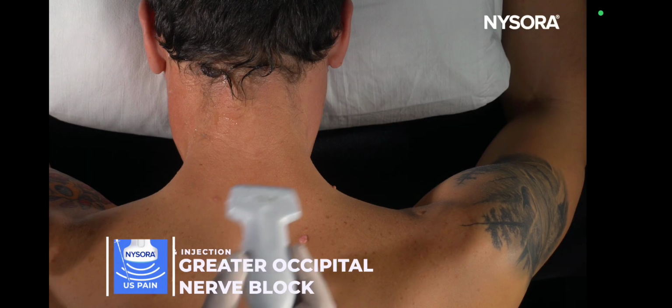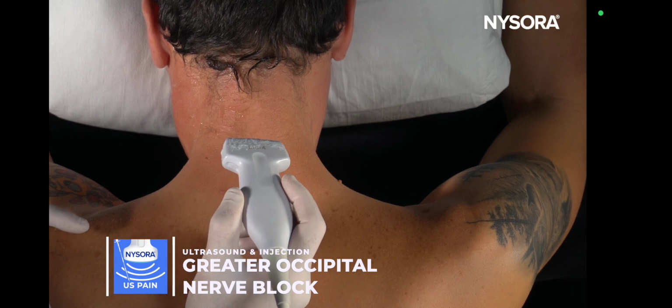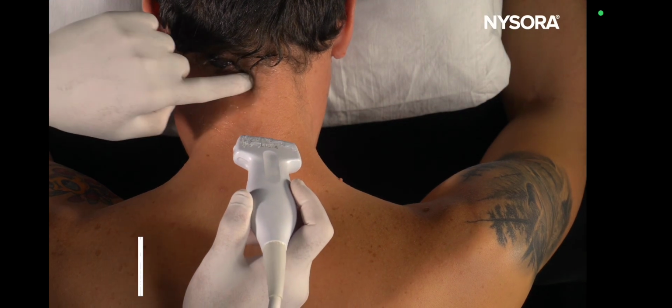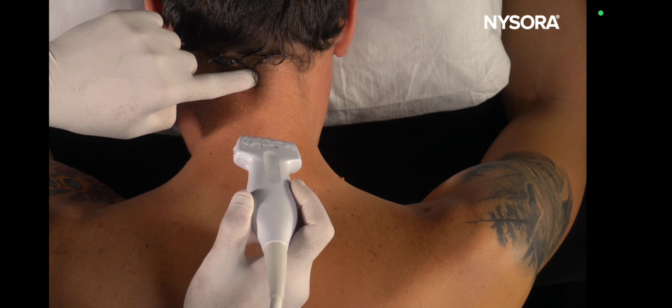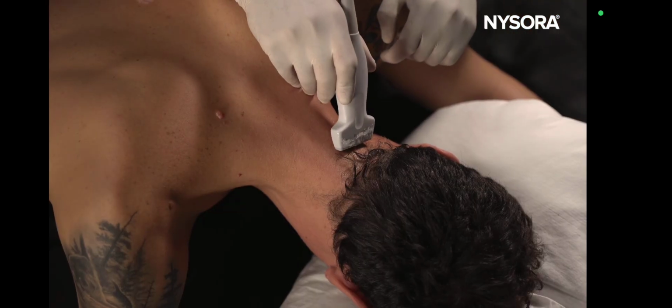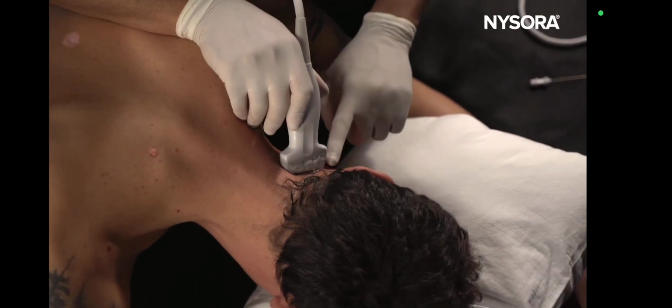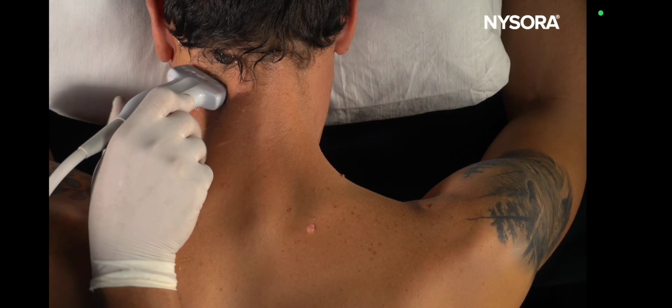I need to talk to you about the greater occipital nerve block with ultrasound guidance. There are two ways to scan the structure. One would be the midline technique to scan for the C2, moving the ultrasound probe from medial to lateral and aligning the lateral edge of the probe just 1 finger breadth below the mastoid process.